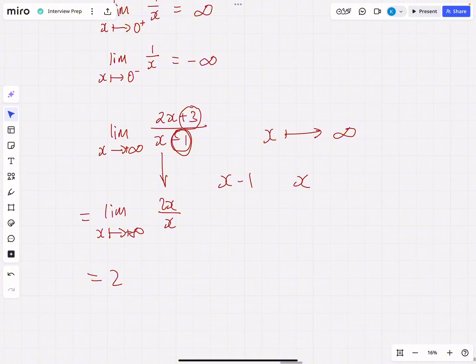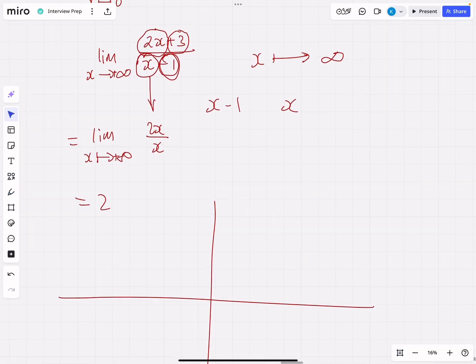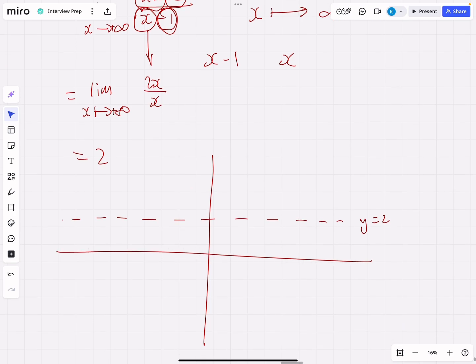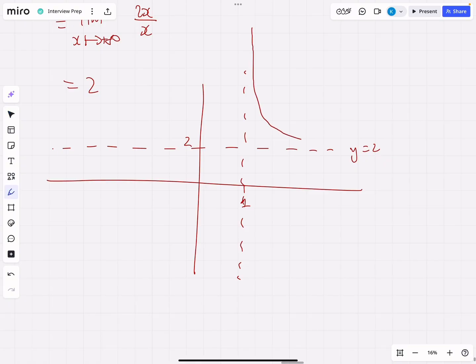Right? We have a really, really large number being multiplied by 2 and then divided by that exact same very, very large number. So our limit will approach 2. And that's why this graph will look a little bit like this. It will have a horizontal asymptote at y equals 2, right? And then we'll have our vertical asymptote at x equals 1. So let's put that in. There's 2 there. And our graph will kind of look a little bit like this.